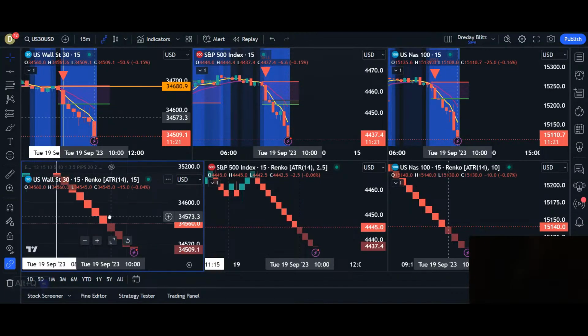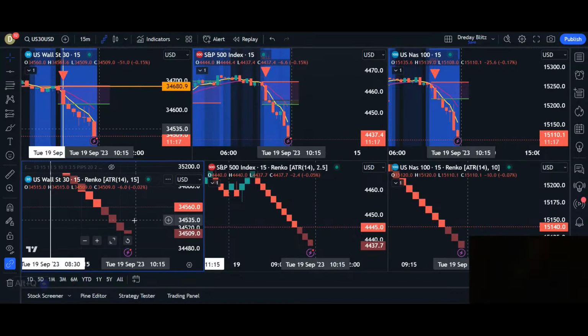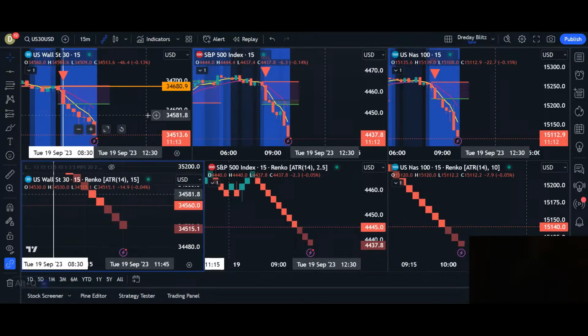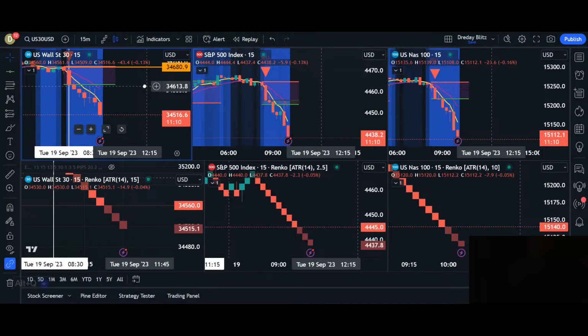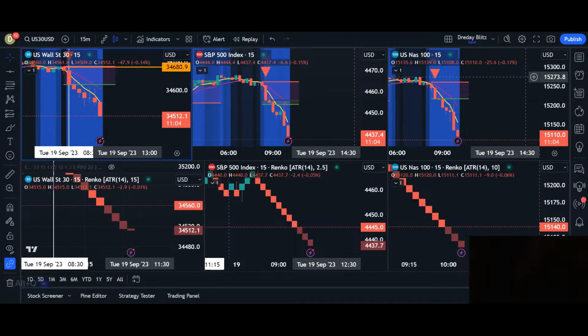So right now it's still going down. So it didn't reverse yet. So as long as you don't see any reversal, we're keeping our trade open. So currently you would be in a good amount of profit here on every index that you have currently.